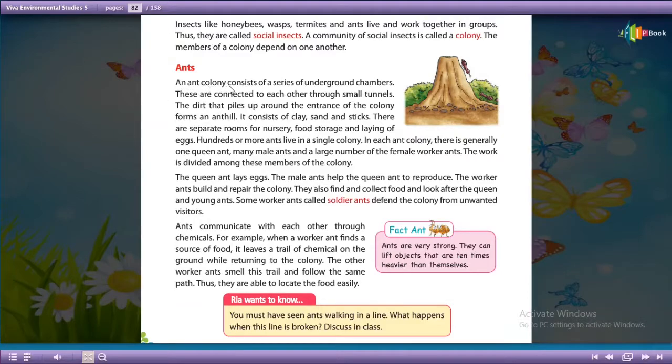An ant colony consists of a series of underground chambers. So, an ant colony has a group of underground chambers.